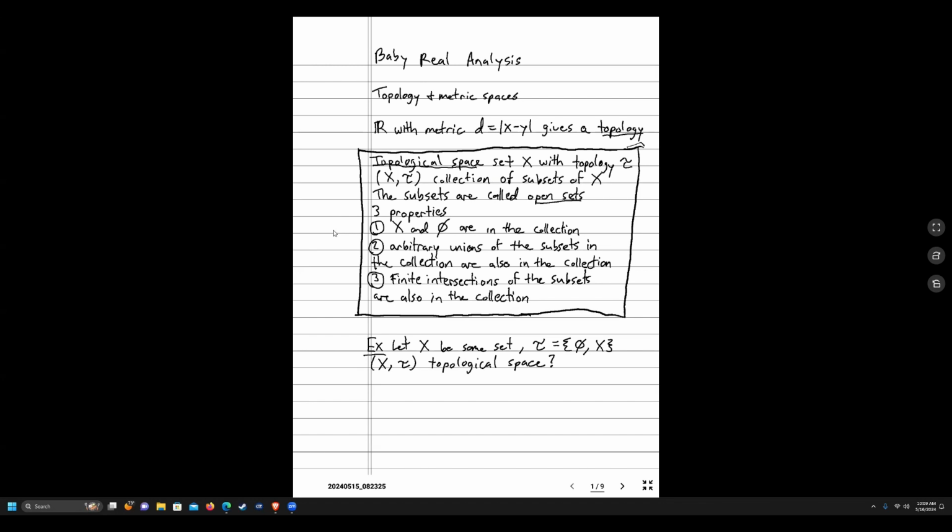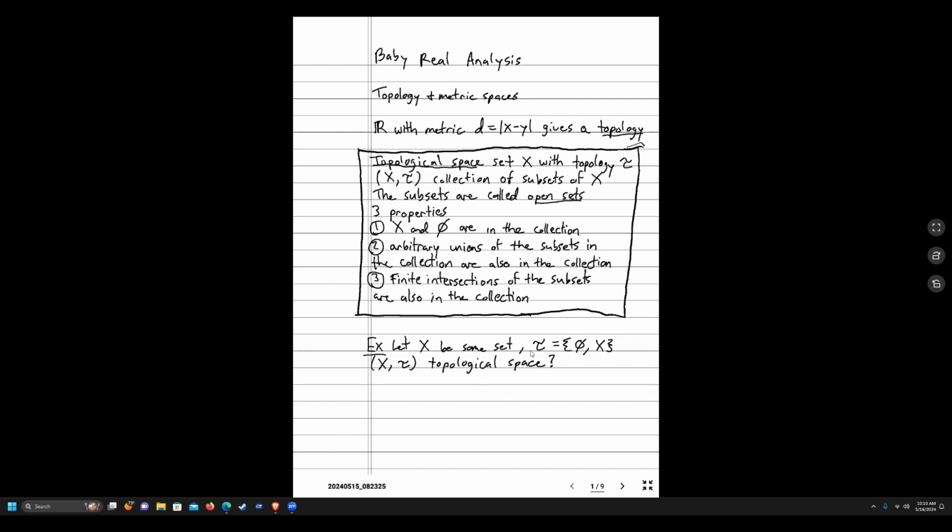And the three properties: you need to have the set X and the empty set. The second property is that arbitrary unions of subsets are in the collection. And then the third requirement is that finite intersections of the subsets are also in the collection. So as long as it meets these three requirements, then you have a topology, and in particular, a topological space on some set X, which is denoted right here, X comma tau.